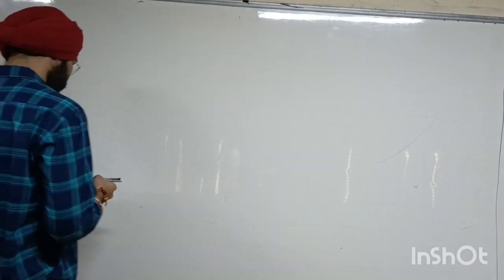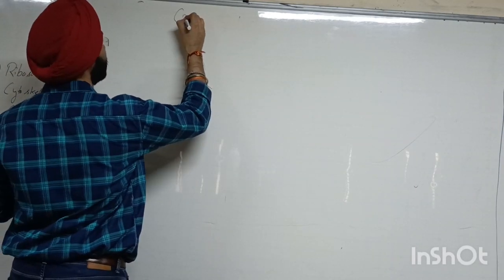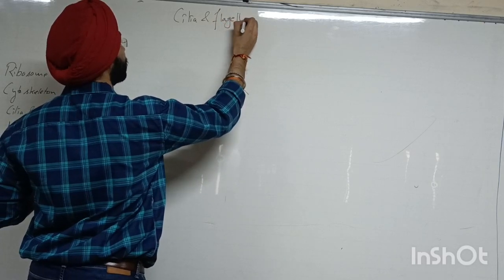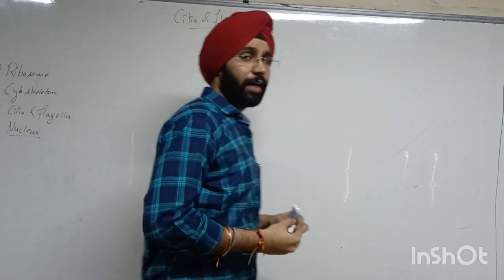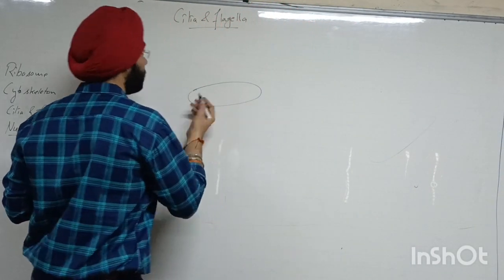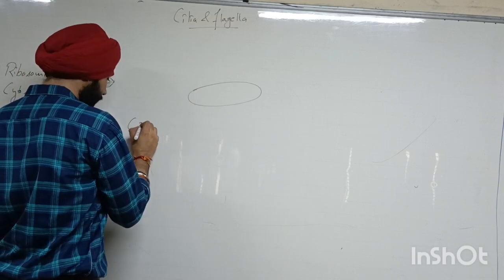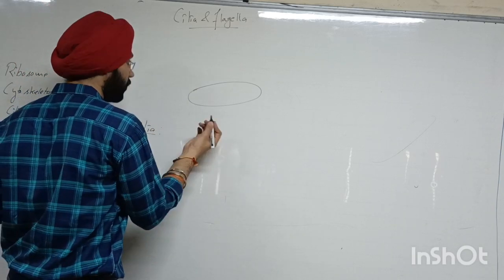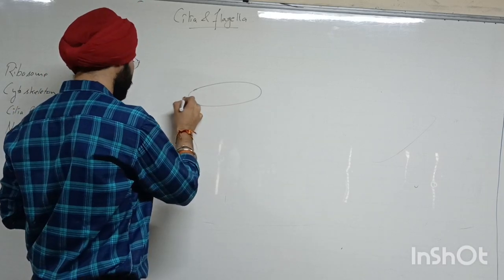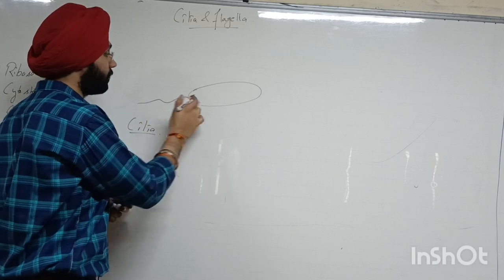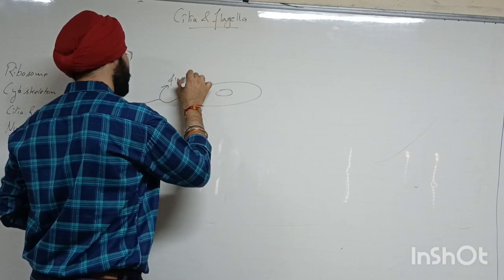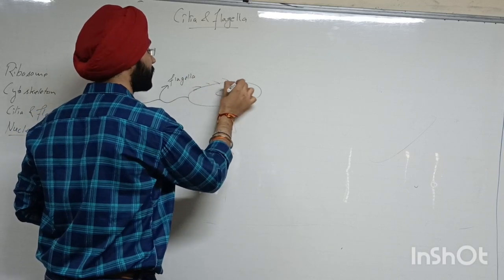Next topic is cilia and flagella. Cilia and flagella are hair-like structures that you have already seen in bacteria. Basically, cilia are for movement and flagella are also for movement. Here the longer tail of the bacteria is the flagella, and this hair-like structure is cilia.